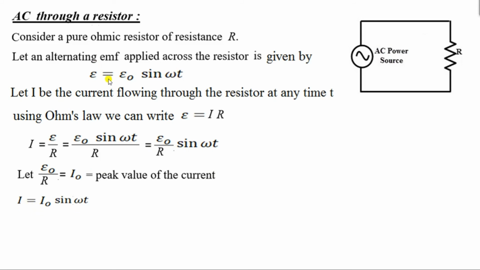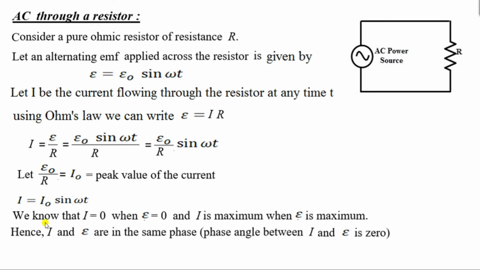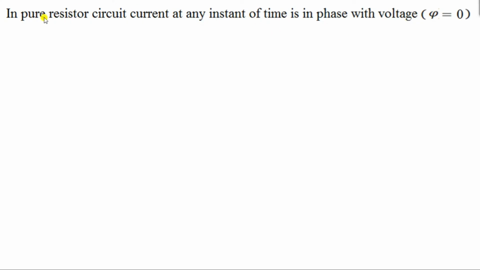Now this is the expression for voltage and this is the expression for current, and you can see they have the same angle, so that means no phase difference. We can say when current is 0 the voltage also becomes 0, and when current is maximum voltage is also maximum. There is no phase angle between them, and they increase and decrease at the same time. So the phase angle between voltage and current in a resistor circuit is 0.